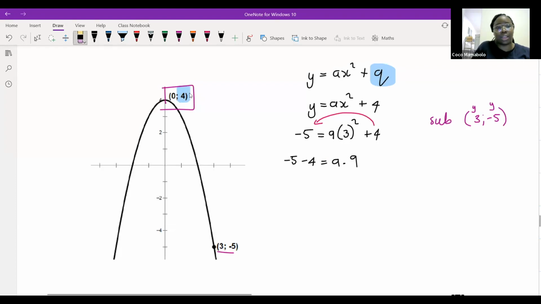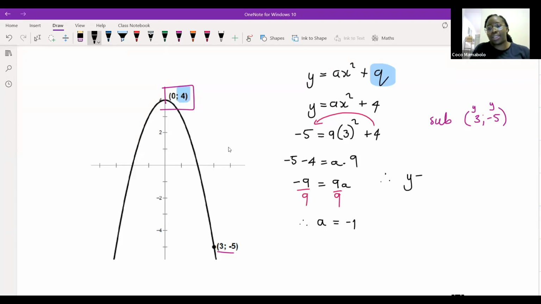And now I'm noticing that my a and my 9 look exactly the same. I'm going to put a little squiggly line to it at the end. All right. Negative 5 minus 4 is going to give me negative 9 is equal to 9a. Divide both sides by 9. Yeah, teacher Coco, divide by 9. Therefore, a is equal to negative 1. Correct. You should get a negative answer because our graph is frowning.